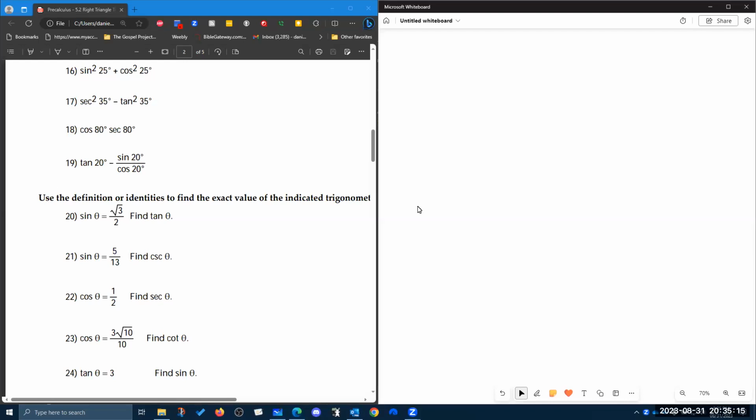In this video, we're going to use some fundamental identities to simplify some expressions. Remember, your fundamental identities are your SOHCAHTOA definitions, your reciprocal identities, your quotient identities, and your Pythagorean identities.